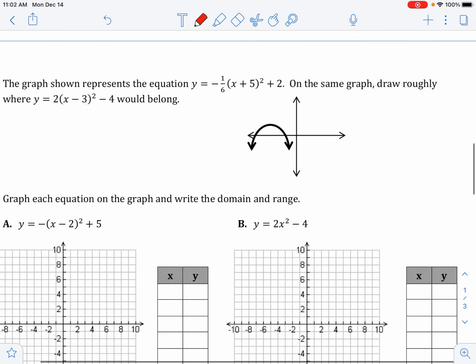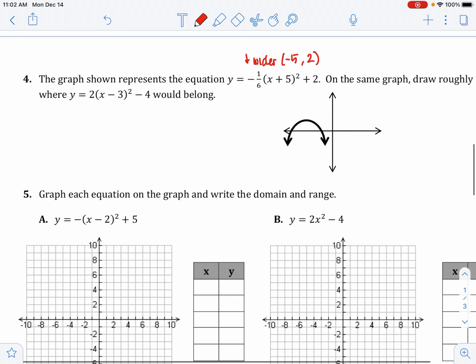Okay, so if you look at this graph, it's downward facing, it's wider because of the 1/6, it's left 5, and it's up 2. All right, so that's where it is. Okay, so when I draw my graph, I'll draw it in blue here. First off, I want it to be upward facing. The 2 is going to make it narrower, so I want to make sure that I draw something narrower than what's pictured. And then also my vertex is moved right 3 and down 4.